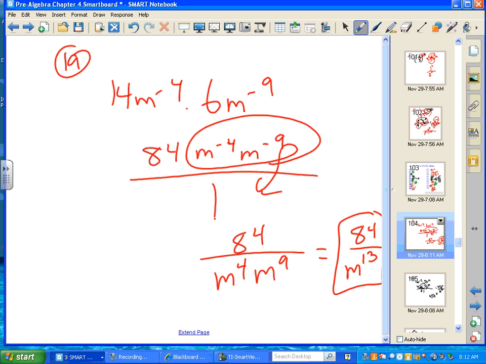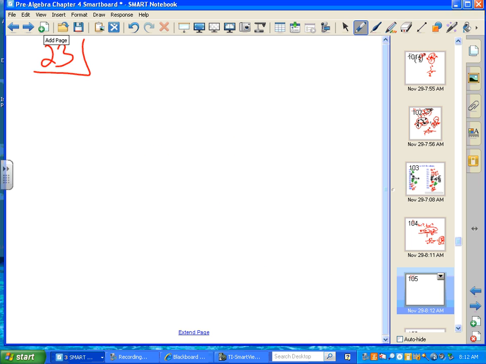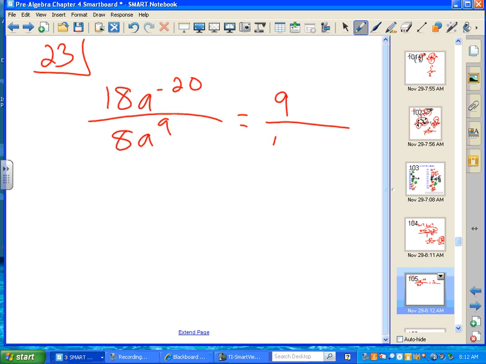Can I do 23? Let me see what that problem is. 23, we have 18, a to the negative 20th over 8a to the 9th. So first step, simplify your fraction. Okay, that becomes 9/4. And then move a to the negative 20th to the bottom. So we have a to the 9th over a to the 20th. After you move it to the bottom, just add exponents. So 9 over 4a to the 29th.